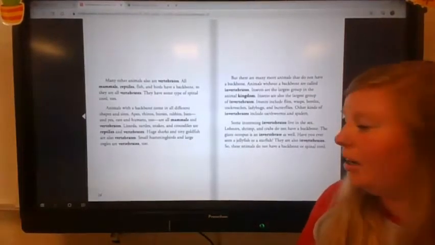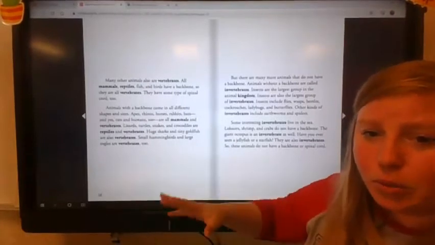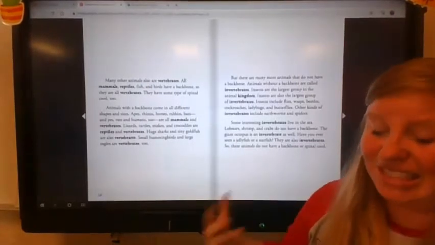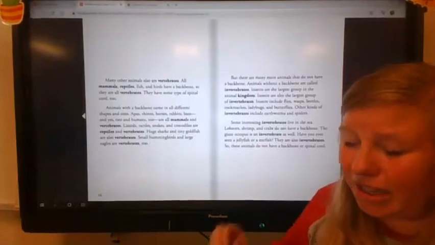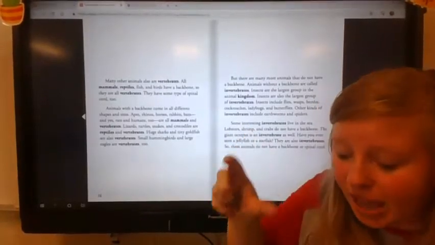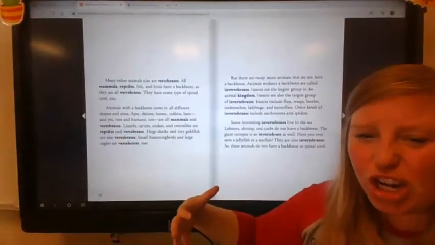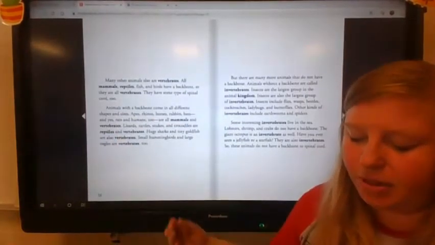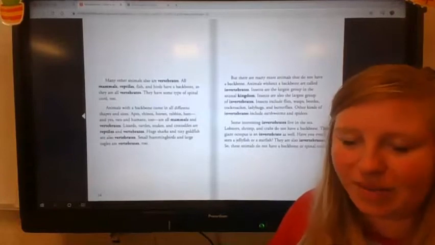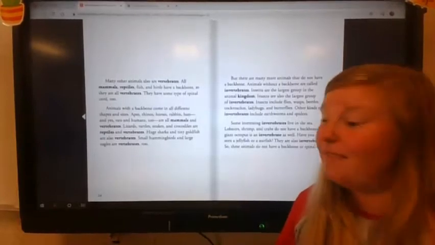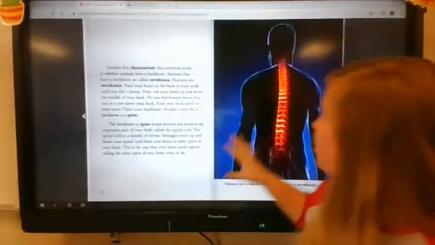Okay, so I'm going to pause there at the end of this page real quick. We just learned a lot about the size of vertebrates, right? We're talking about small hummingbirds, and we're talking about very large eagles. We're talking about huge, giant apes and sharks, but also rats and turtles. They are all vertebrates. They have that backbone that we just saw.